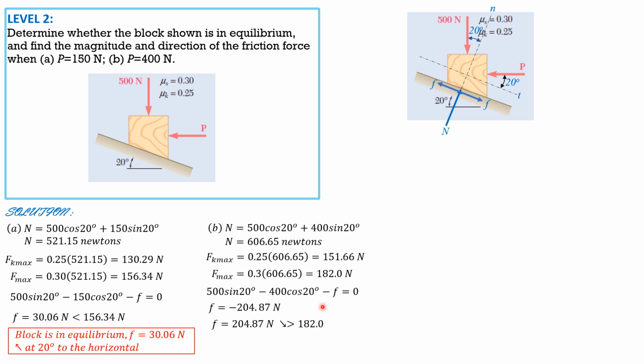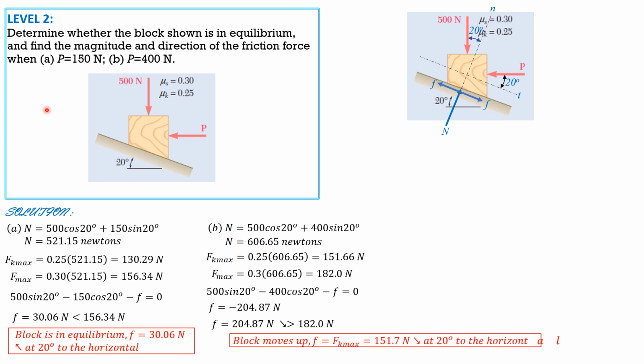So this is the force that would be required for this block to be in equilibrium, but because this is greater than F max, 182.0, the block is in motion. It slides up the plane, and the maximum frictional resistance for moving bodies is Fk max. So that's why the answer is 151.7 newtons. So block moves up, F equals Fk max, 151.7 newtons at 20 degrees to horizontal. So it is down the plane.